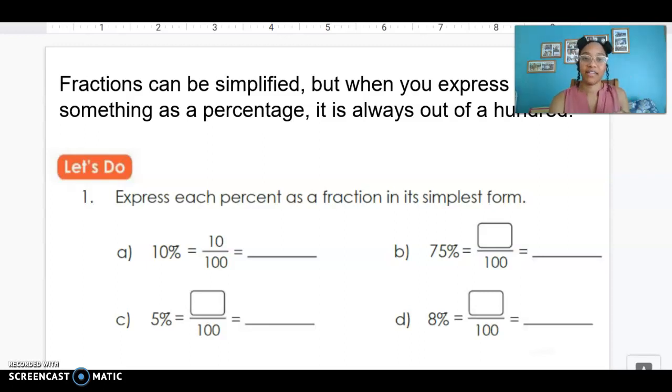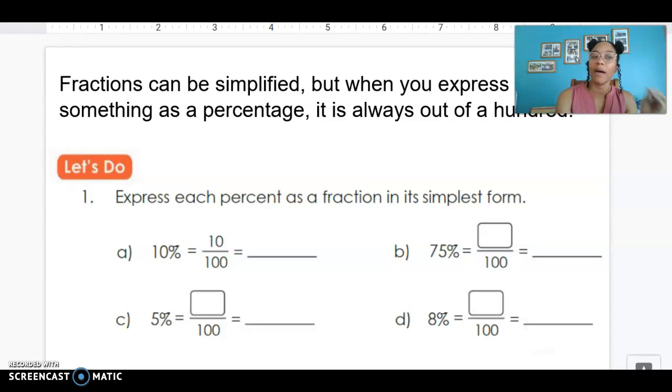Fractions can be simplified, but when you express something as a percentage, it's always out of 100. Try expressing each of these percents as a fraction in the simplest form. So in problem A, we've already done part of the work for you. 10% is the same as 10 out of 100.